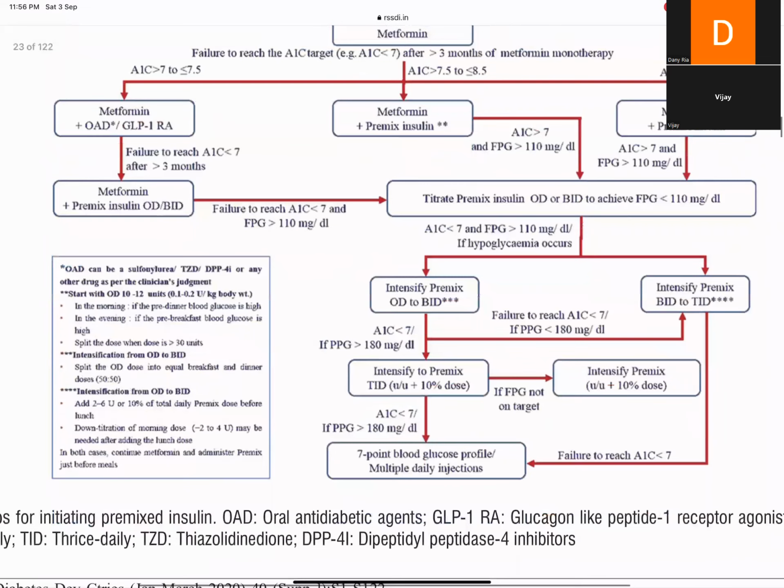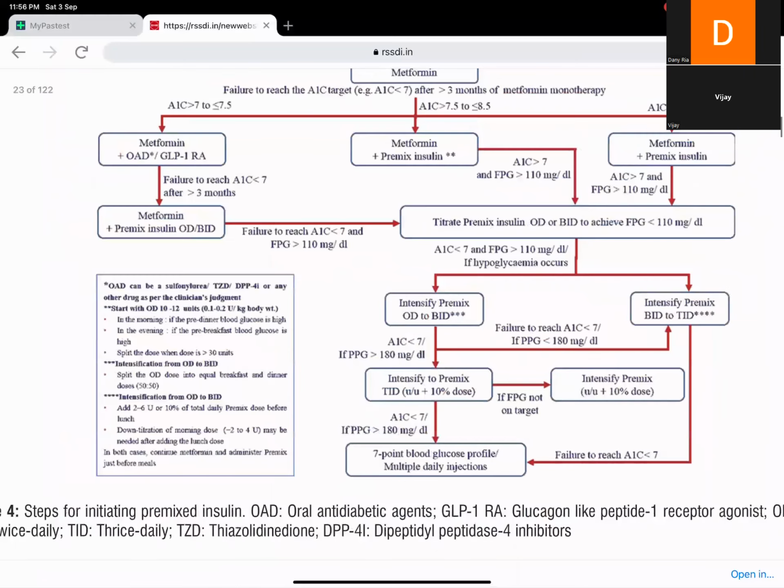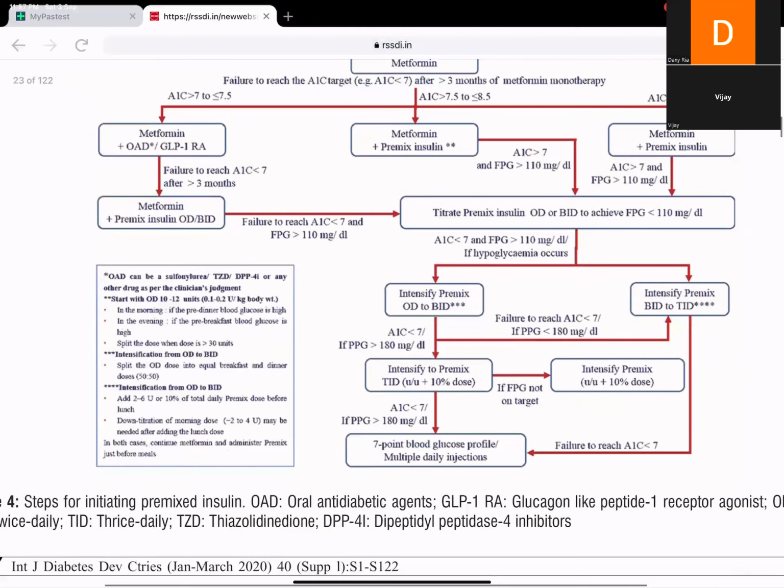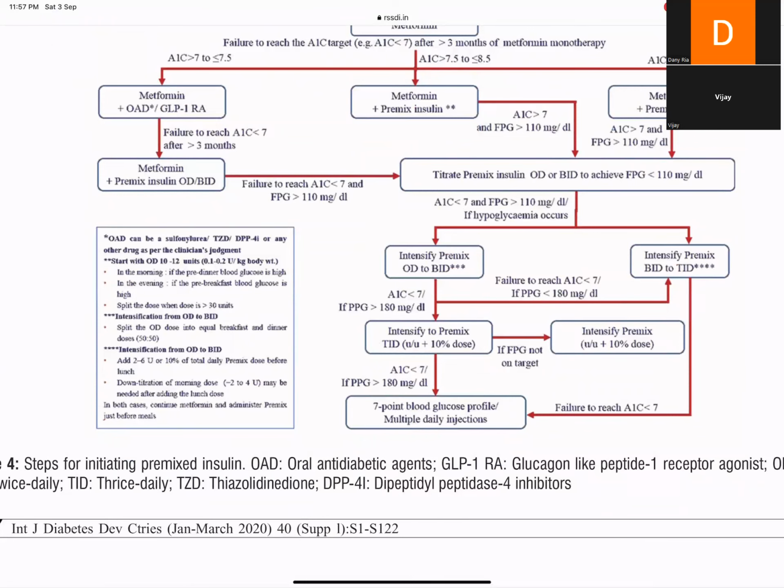The other things I think you can read. So HbA1c should be reached less than 7. Suppose if target is achieved, continue the same. Otherwise, titrate the regimen. Titrate it and intensify it.